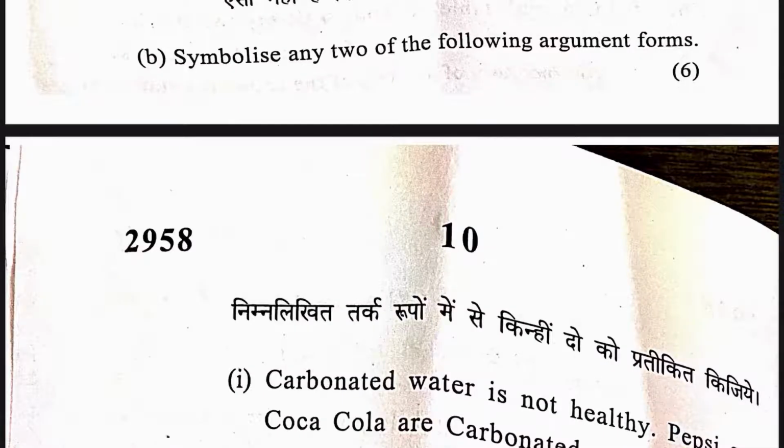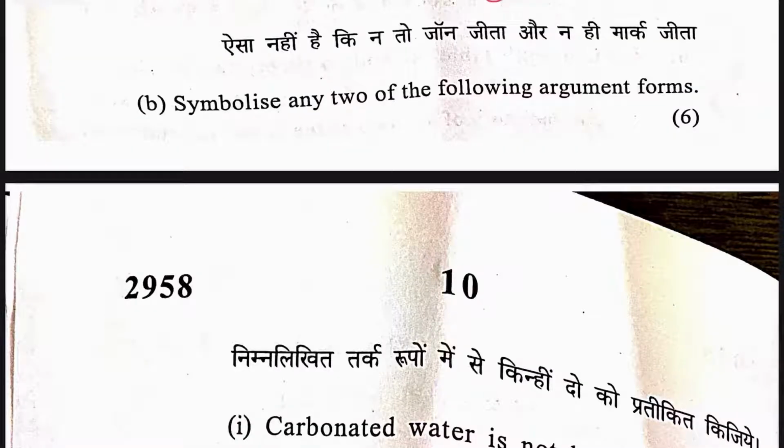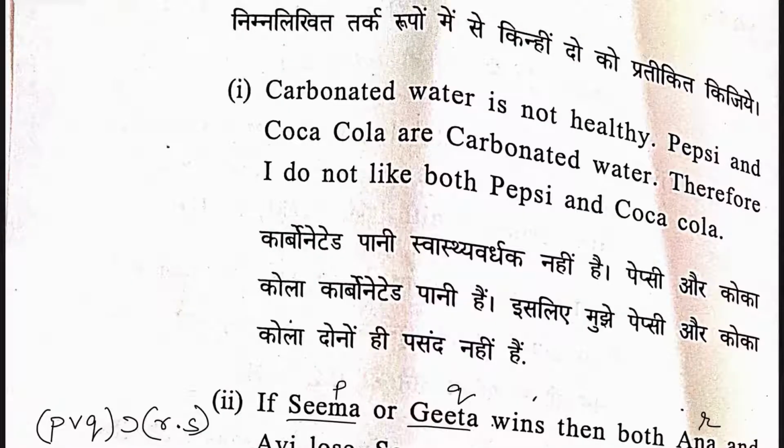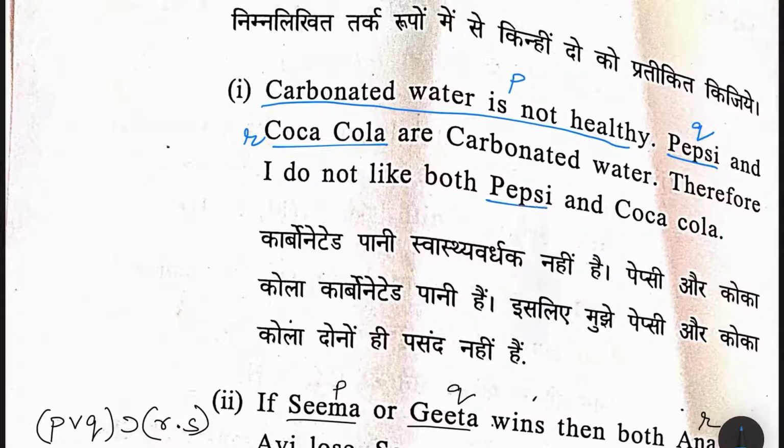In case of the B question, symbolize any two of the following argument forms. So let's see the first question. First question आपका given है: carbonated water is not healthy. So we'll take this one as P. And Pepsi and Cola are carbonated water. So Pepsi के लिए let's take Q, and Coca-Cola के लिए let's take R. And therefore I don't like both Pepsi and Cola. So Pepsi के लिए we have already taken Q, and Coca-Cola के लिए R. So आप इसका symbolization कैसे करोगे?